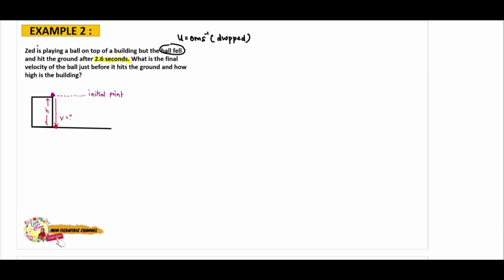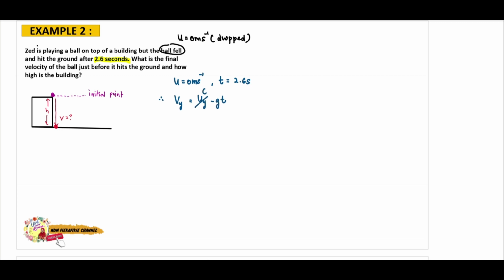So let's try to solve. We start with the first one. We want to calculate the final velocity, Vy. As we know, given that U is equal to 0 meter per second and the time taken to hit the ground is 2.6 seconds, we will use the formula for Vy since this motion is vertically downward. This is free fall motion, so I will write Vy equals Uy minus gt.